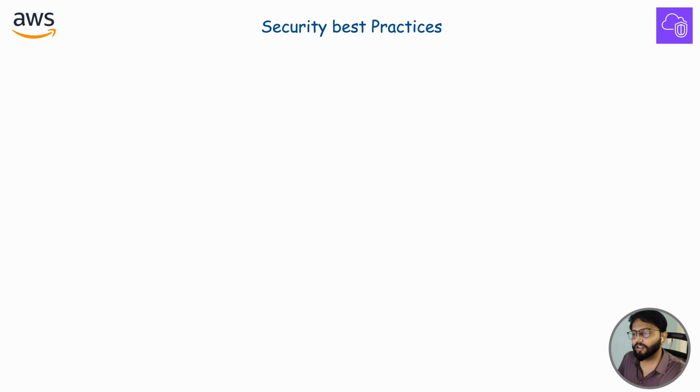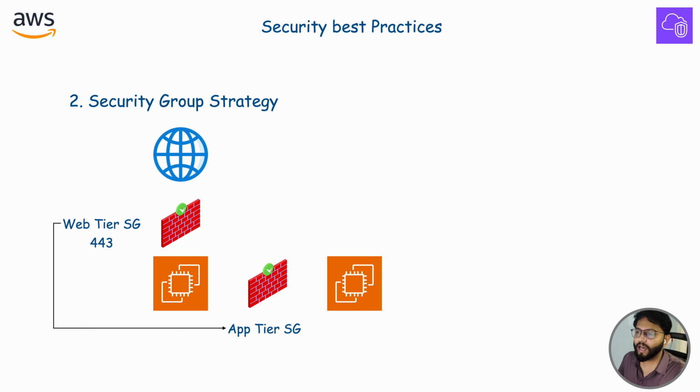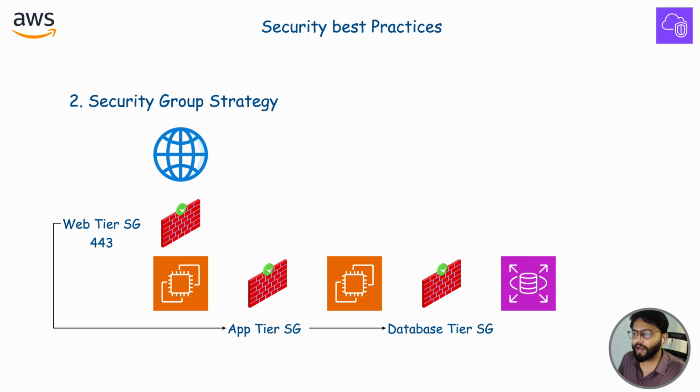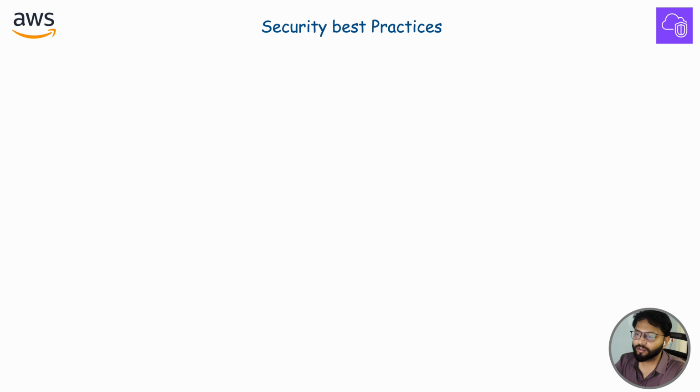Security group strategy: layer your security groups. If it is a web tier, it should allow 443 from anywhere. If it is the app tier, allow the app port only from the web tier security group. And for the database, allow the database port only from the app tier security group. Reference security groups, not IP addresses. This scales better and is more secure. I will cover this in the upcoming videos.